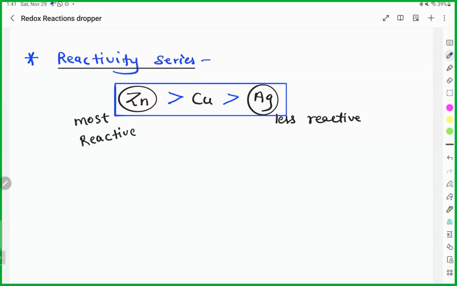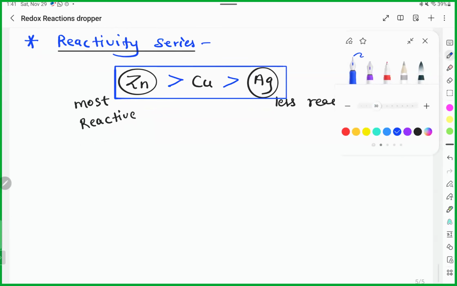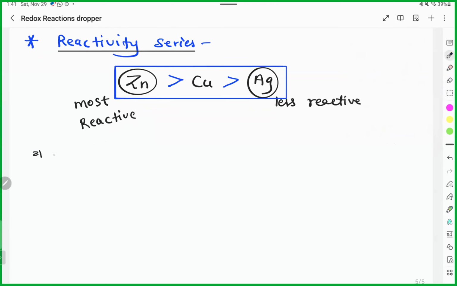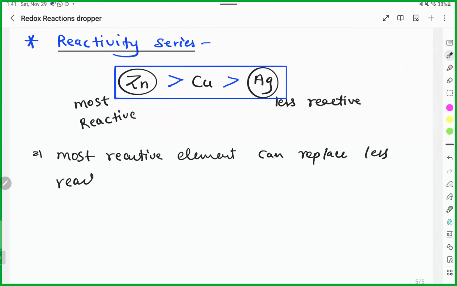Sir, tell us once again, this reactivity series. The most reactive element can replace a less reactive element. But ulta is not possible. Vice versa does not exist.